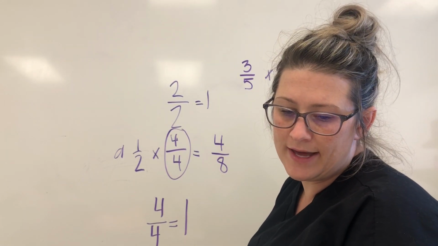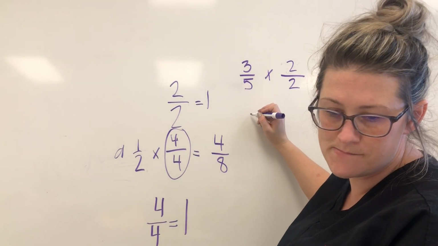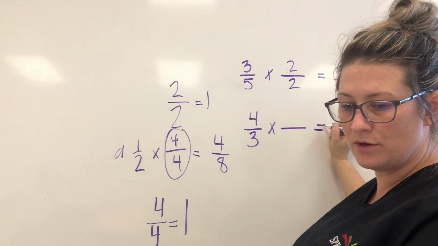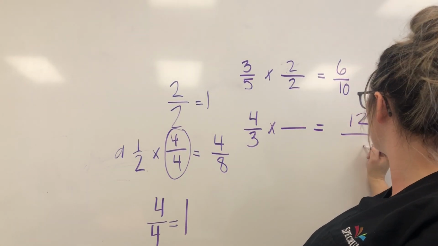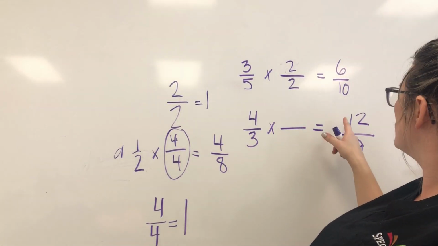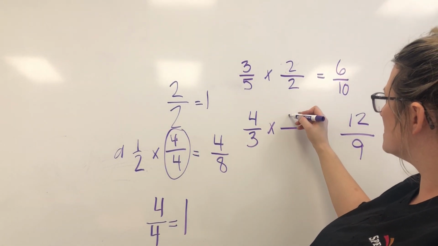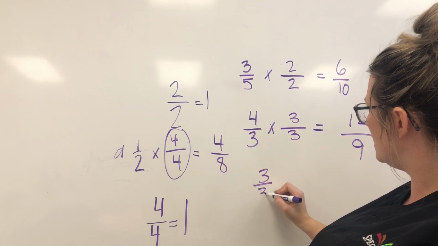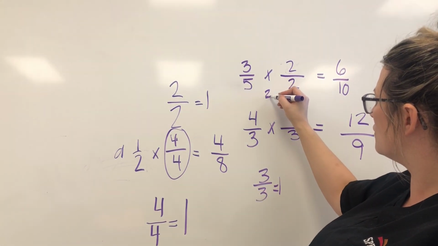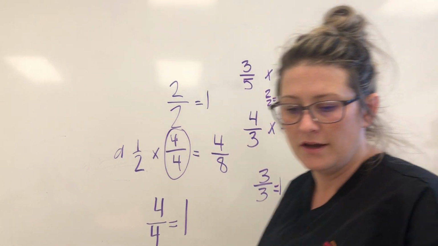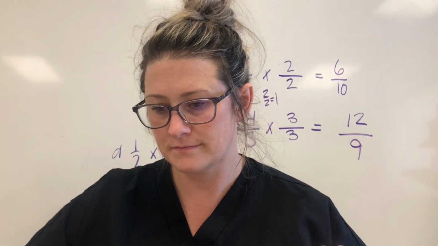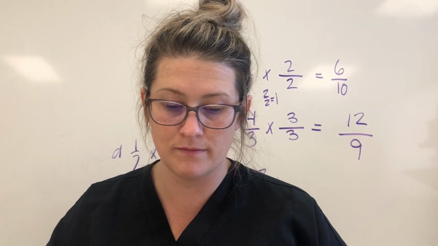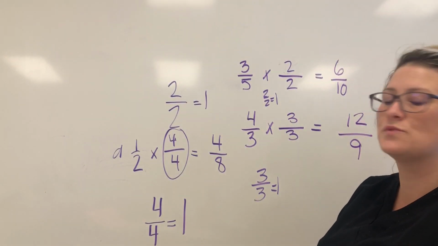All right, let's go ahead and do one more. 4/3 times blank equals 12/9. Okay, so 12 divided by 4 is 3. 9 divided by 3 is 3. 3/3 equals 1. I forgot to say 2/2 equals 1. All right, those were the equations for part 2. So make sure you have those written down for part 2.